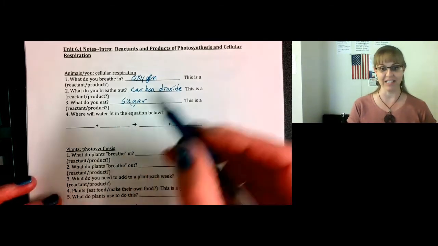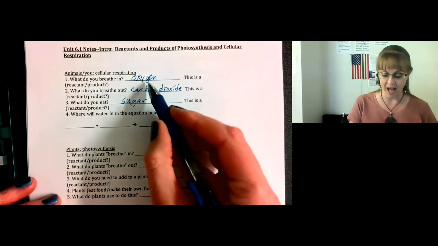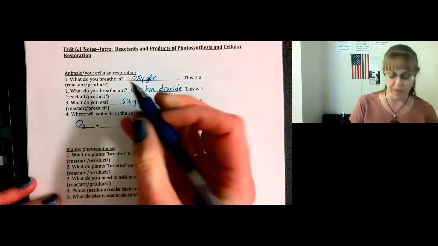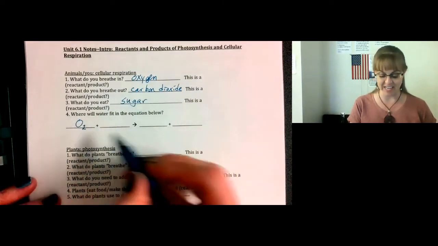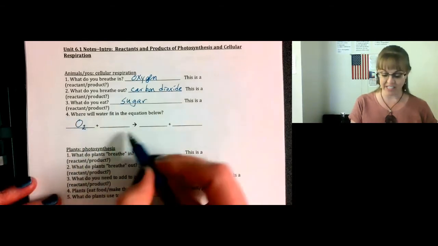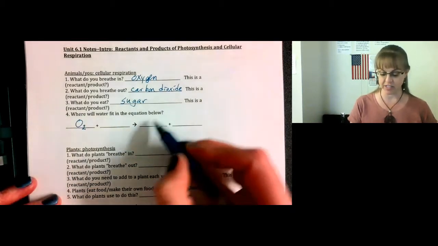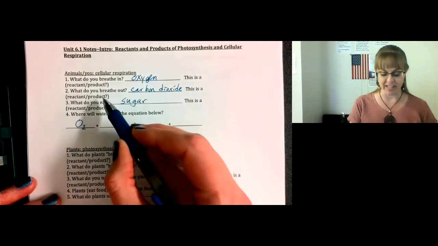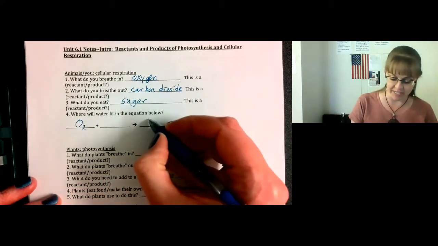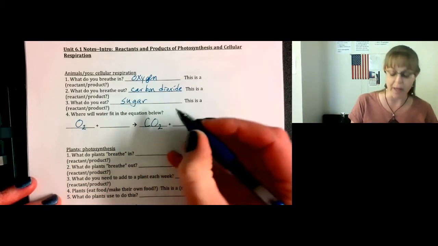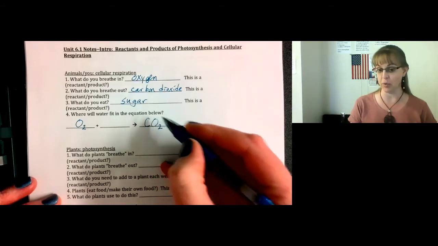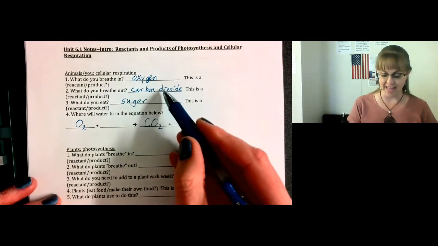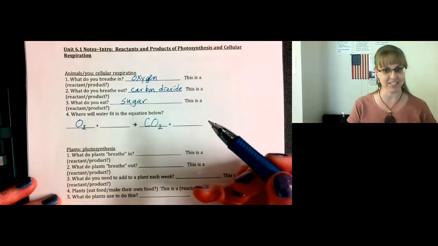All right, now let's fit this into the equation below. Oxygen is a reactant. So the formula for oxygen is O2. And we're going to put it on the reactant side in front of this arrow. Reactants are what you start with. Products are what you end with. They are produced. Carbon dioxide, you're breathing it out. It's a product. So carbon dioxide, CO2, make sure that's a capital C, capital O, and a subscript of 2. And that's 1 carbon and 2 oxygens.